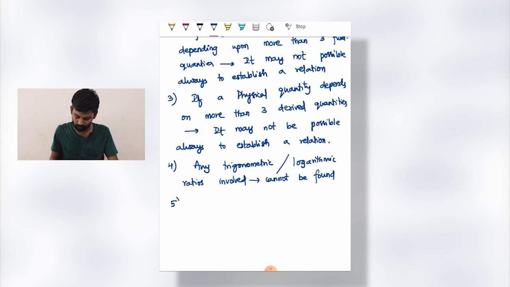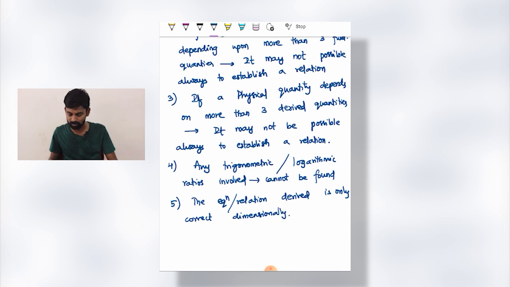And fifth one, any relation that is established is only dimensionally correct, but may or may not be correct according to laws of physics. So you do not know the accuracy of the expression. So here the equation derived or the relation derived is only correct dimensionally.